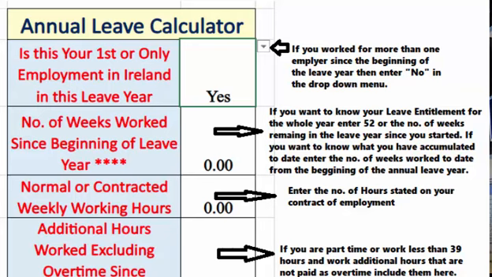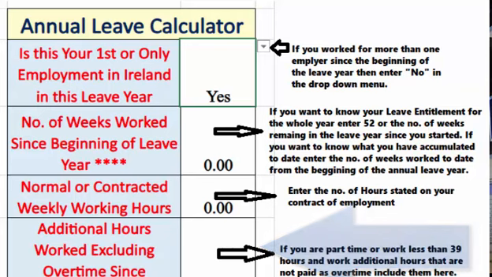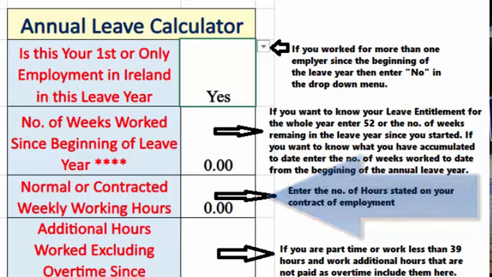In the next box of the calculator, enter additional hours worked excluding overtime since the beginning of the year. Additional hours would be a case where, for example, you are contracted to work 15 hours a week, but many weeks end up working 20 hours, for example, excluding unpaid breaks.